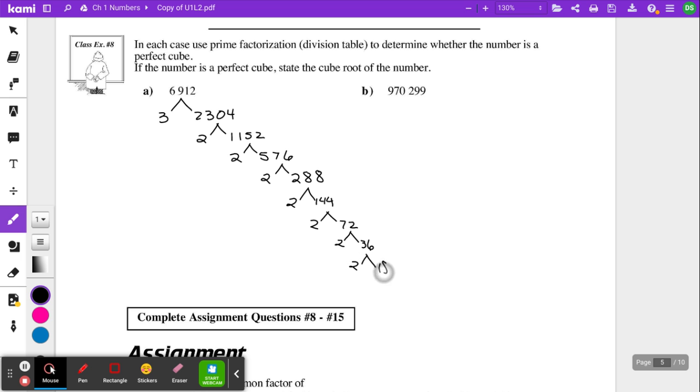2 again. 2 again. And 3. Did I do that all right? I think so. That's very, very long. So many 2s. And there's 1 3. Do I have 8 2s? Yeah. Okay, that is correct. I have the prime factor tree correct. Now the question is: is it a perfect cube?